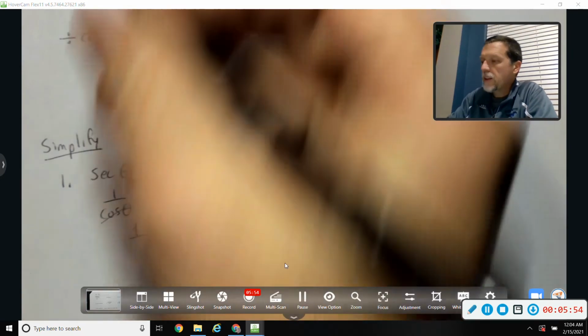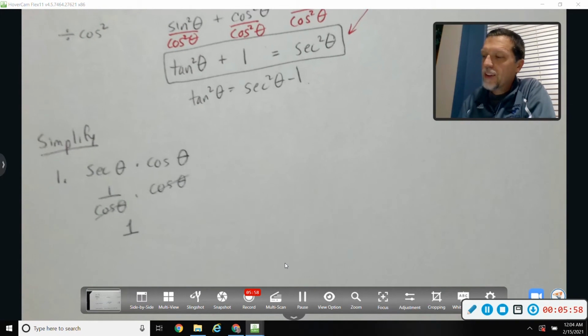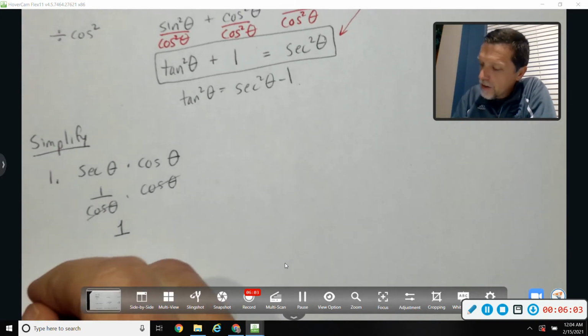So that didn't even use the Pythagorean identities, but it's in there to emphasize that the ones we learned yesterday, we still need to use. We still need to know those.